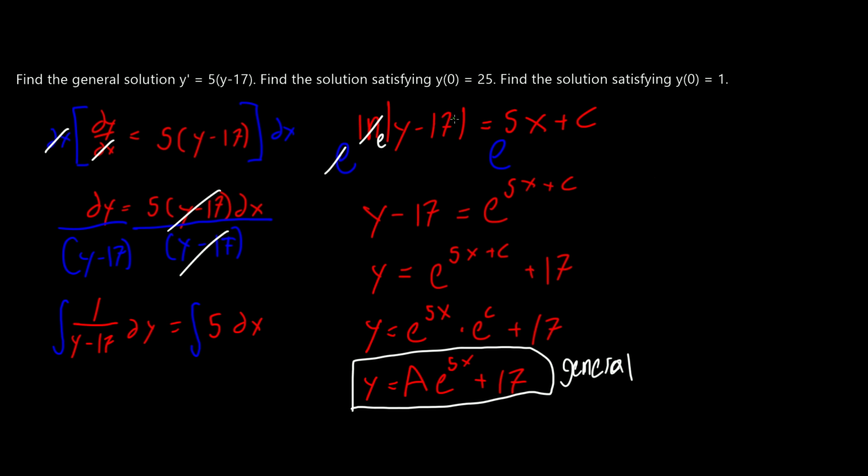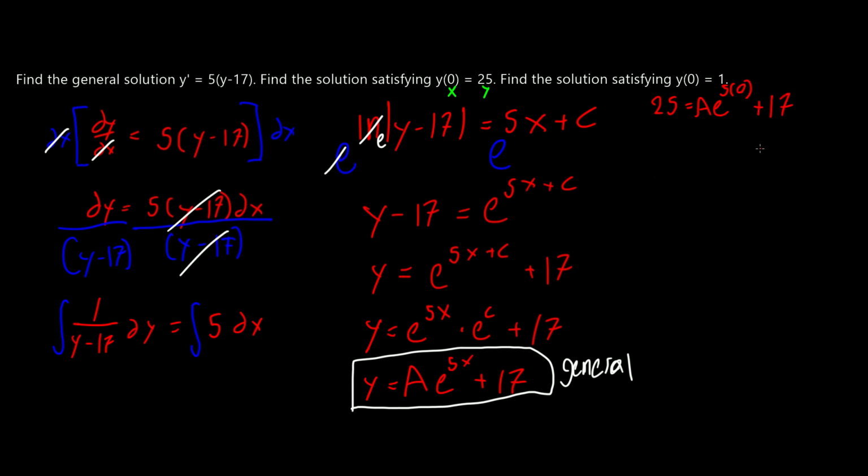So now let's find our first particular solution. The first one we have is y of 0 equaling 25, where x is 0 and our y is 25. So let's just plug in and substitute. We're going to have 25 equals a, which is what we're trying to find, e to the power of 5 times x, which is 0, and then plus 17.